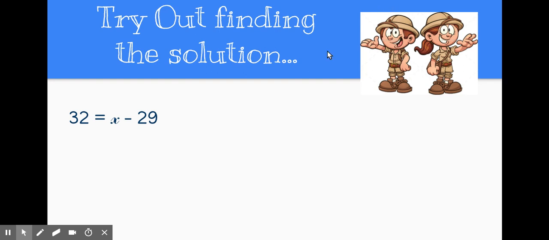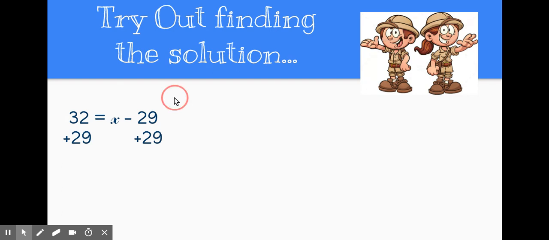I hope you remember we need to do the opposite of minus 29, which would look like adding 29. And remember to keep the balance. If you add 29 to one side of the scale or equation, you must add 29 to the other side of the equation. Now your job is to simplify.